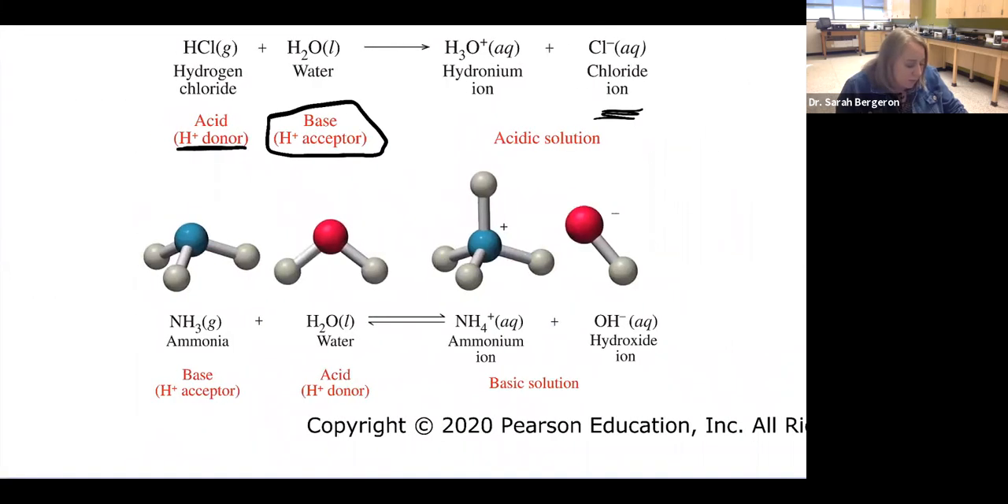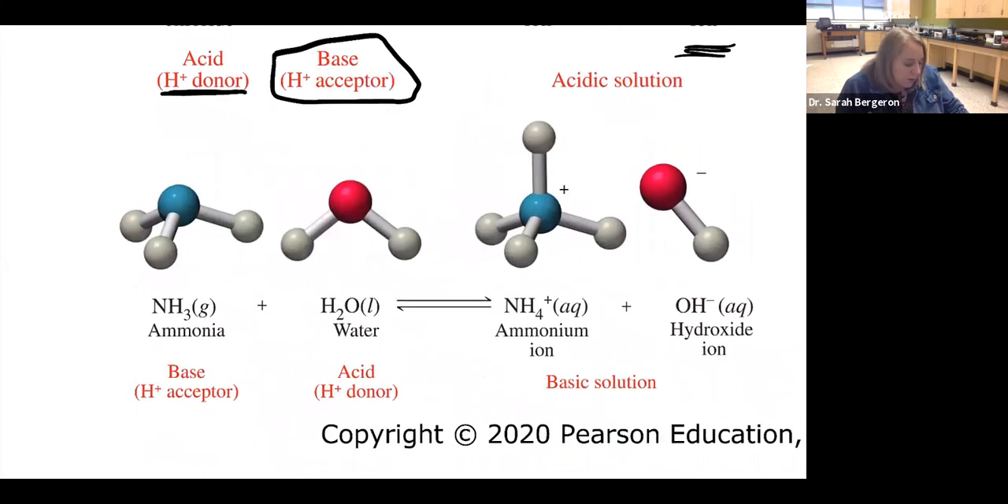So let's look at another one. This is kind of an opposite example. Here we're looking at ammonia. Ammonia is a base. By definition, you have to know that a base is a hydrogen ion acceptor, which means it's going to gain a hydrogen. How is it going to gain a hydrogen? Well, it's going to take a hydrogen from water.